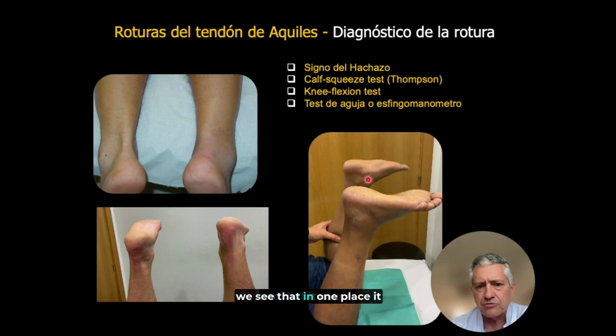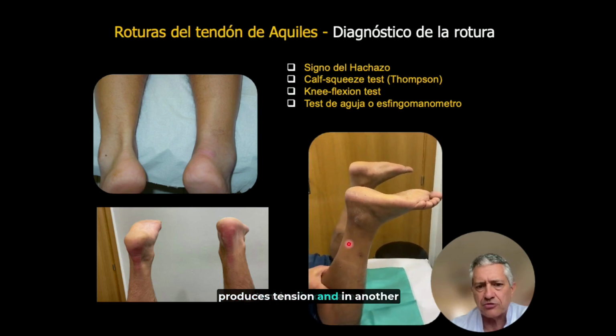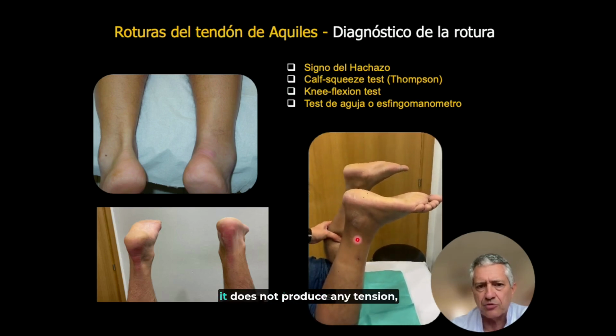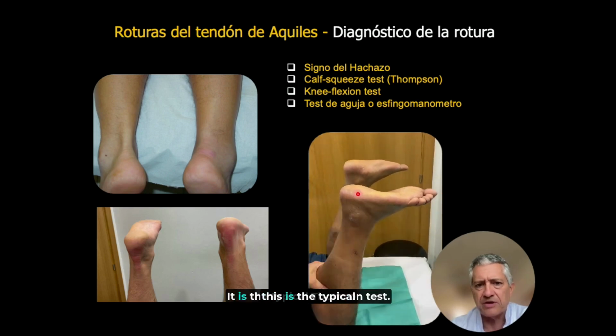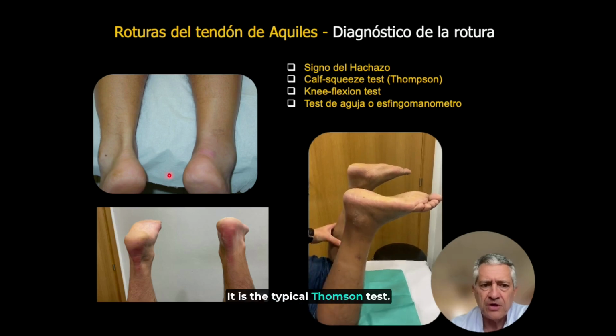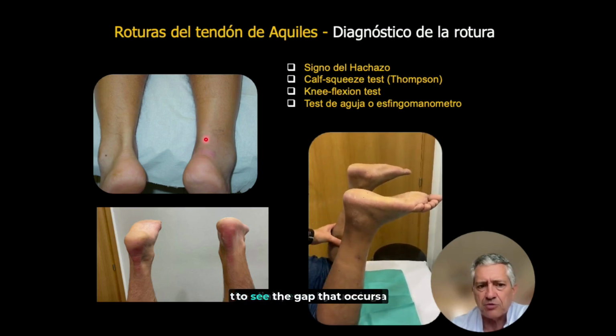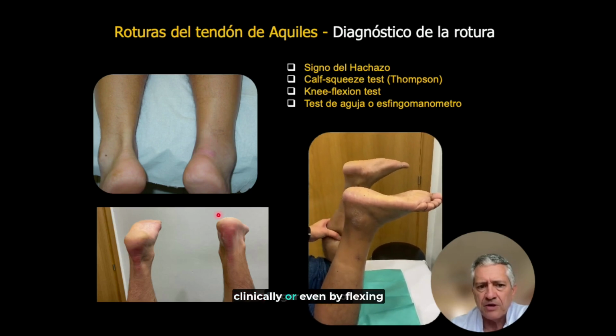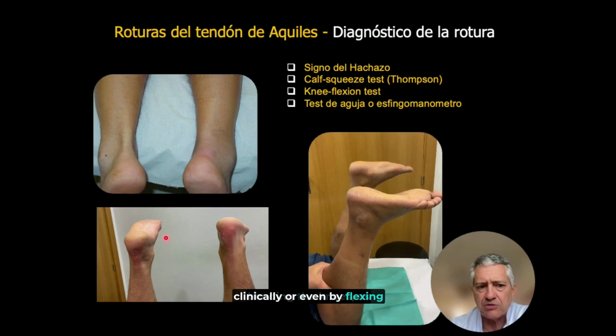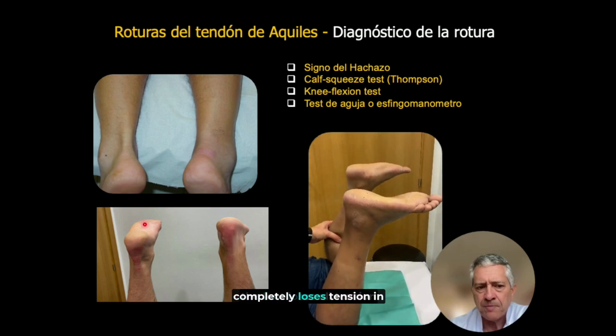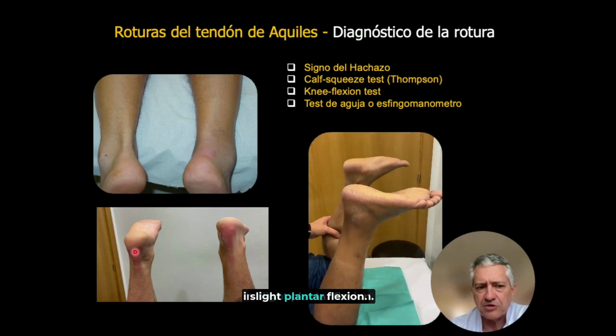The diagnosis of rupture is usually relatively simple, just by the act of compressing the calf. We see that in one place it produces tension, and in another place, however, it does not produce any tension. This is the typical Thompson test. It is also relatively simple, even by passing a finger, to see the gap that occurs clinically, or even by flexing the knees, how the foot completely loses tension in slight plantar flexion.